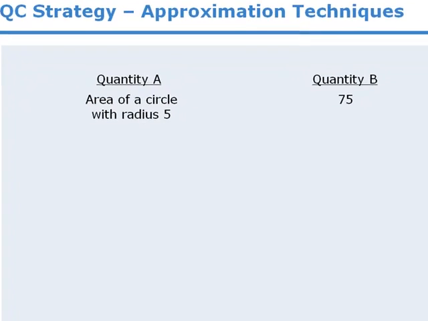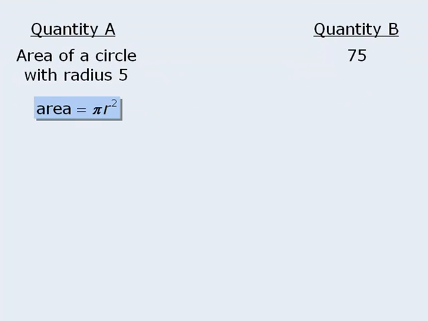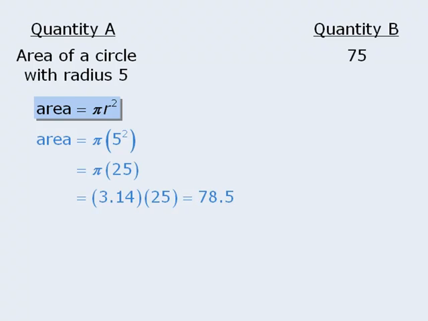Consider this question. To solve it, we'll apply the formula for finding the area of a circle. Since the radius of the circle is 5, the area will equal pi times 5 squared, which evaluates to be pi times 25. Now at this point, we could replace pi with approximately 3.14, and from here we could multiply 3.14 by 25 and then compare the result with quantity B. However, this would be much more work than is necessary.